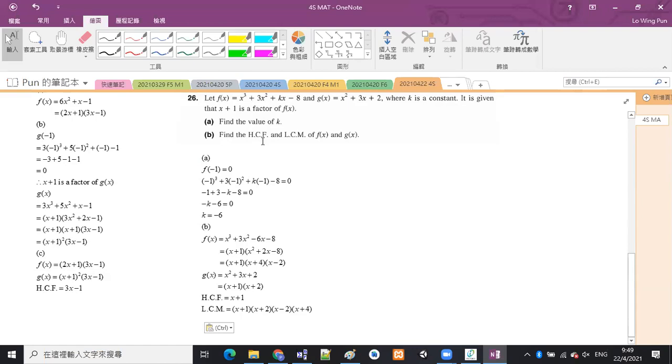And then part B, we need to find the HCF and LCM of f(x) and g(x). So f(x) has the first factor being x + 1. So you may use long division to find the remaining factor and then further factorize it to be (x + 4)(x - 2). And then g(x) is a quadratic polynomial. It can be easily factorized into (x + 1)(x + 2). Okay, and then the HCF and LCM can be found very easily. So like this. Is there any problem up to now?